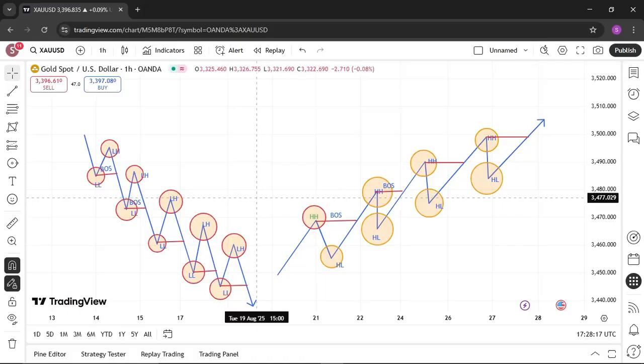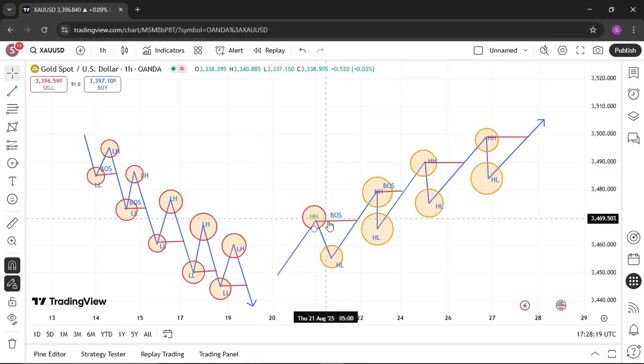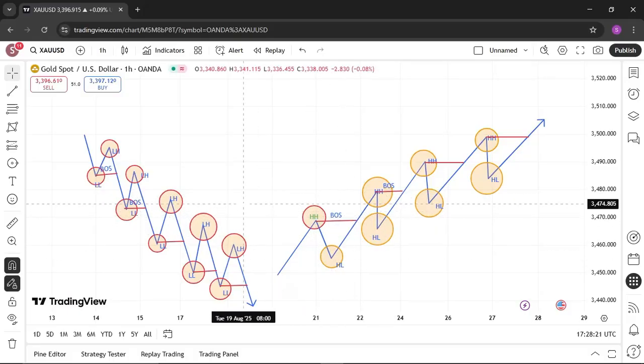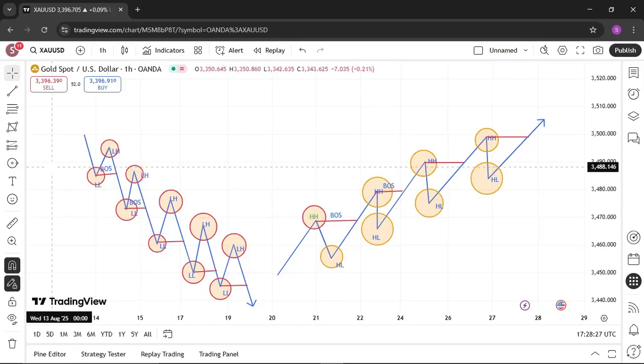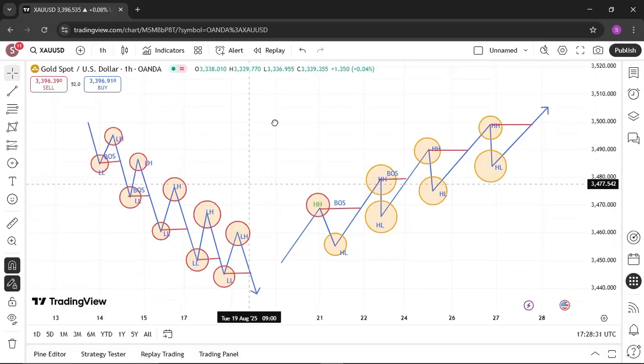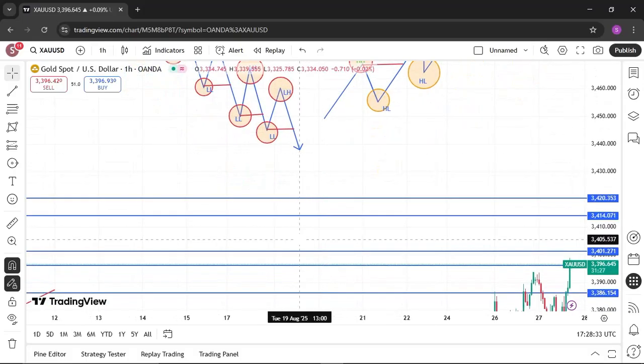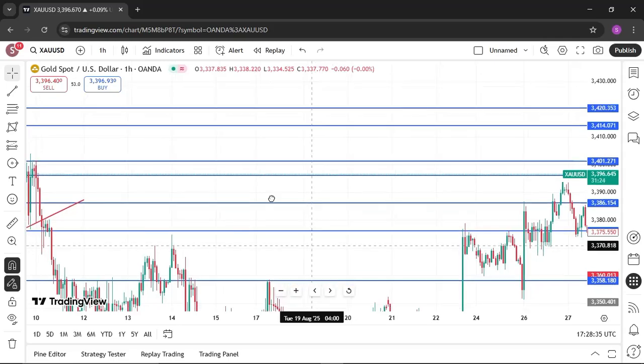And I'm going to tell you what we use these higher highs and higher lows and this break of structure for very soon. But I need you to understand how this market movement is, how these lower highs and lower lows, how this break of structure works. So now let's go to the chart and see.